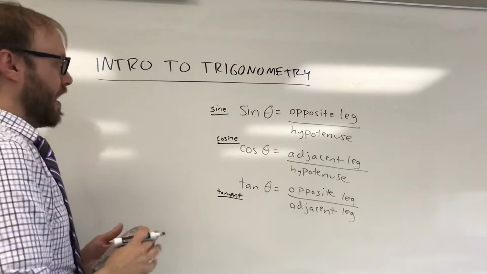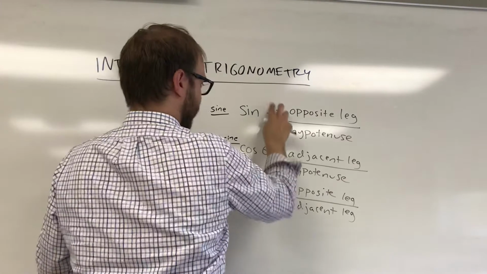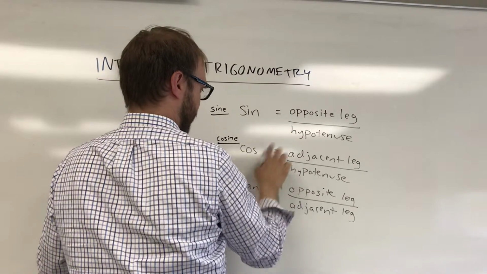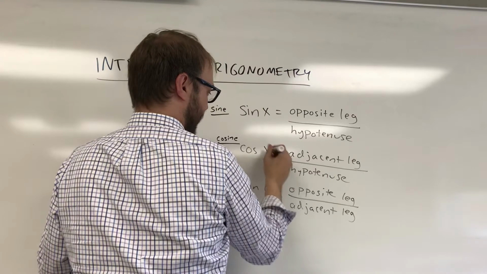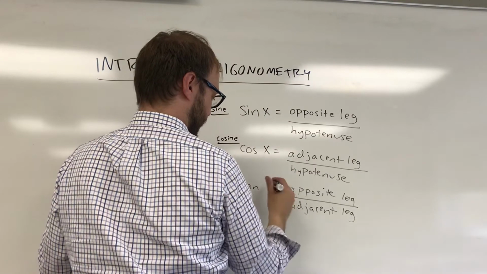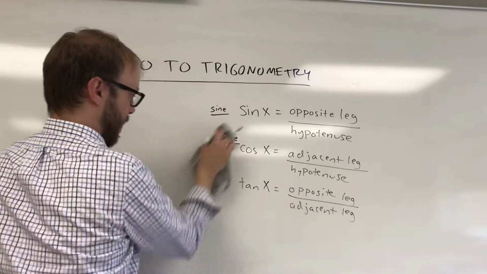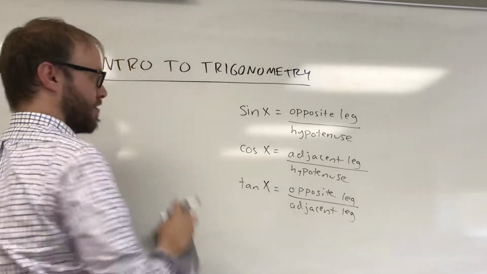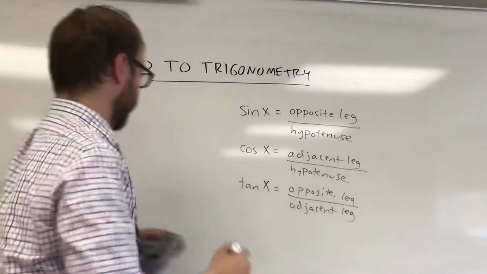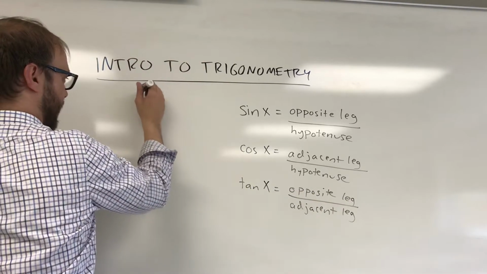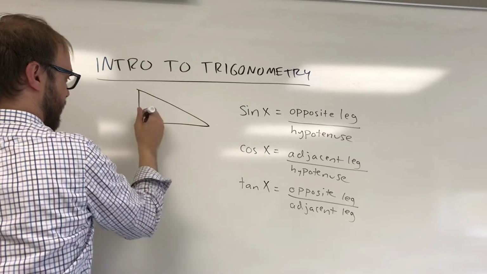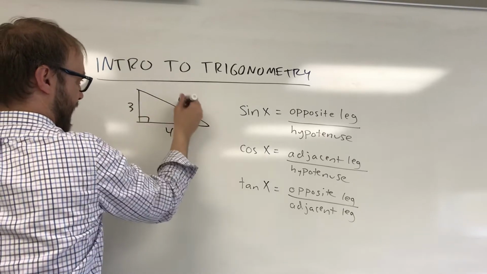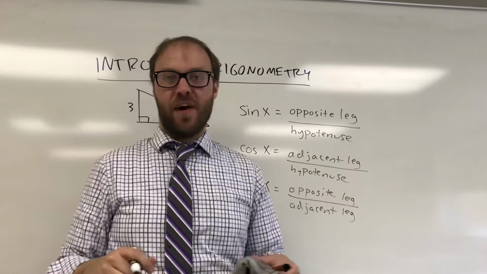So how does this work? By the way, I'm going to change this to X here. So you always take the sine or the cosine or the tangent of an angle measure. And sometimes you'll actually have the angle measure, and sometimes you'll just have the name of the angle. So I want to start out with just a basic 3, 4, 5 right triangle. And to do this, you need all three sides of the triangle in a lot of cases.